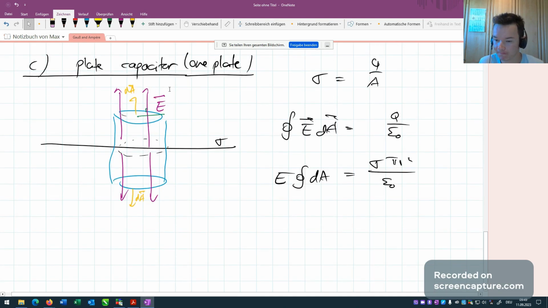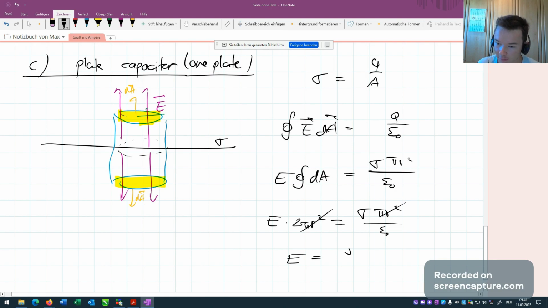And then the amount of area which is penetrated by the electrical field is obviously the top one and the bottom one, because these two are penetrated, which means we have E times 2 pi r squared, so 2 times top and bottom, which gives us sigma pi r squared divided by epsilon 0. That one cancels out with that one, and we're left with the electrical field being sigma divided by 2 epsilon 0 for a single plate.